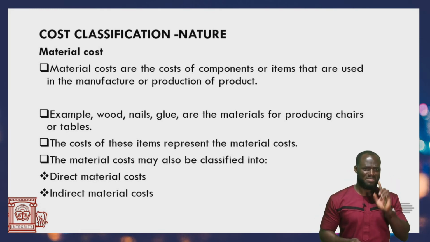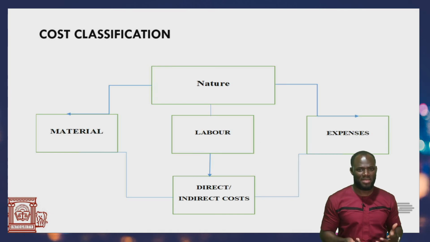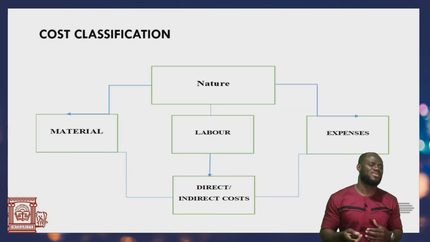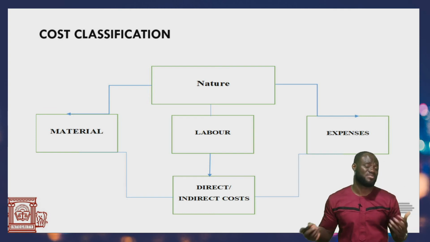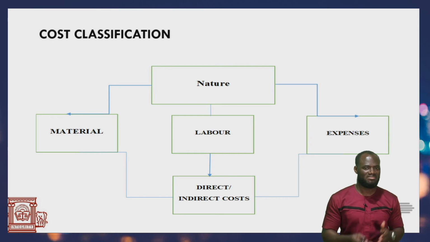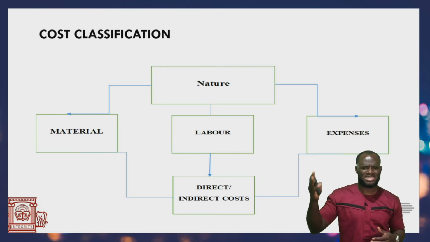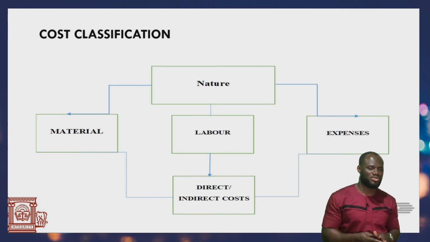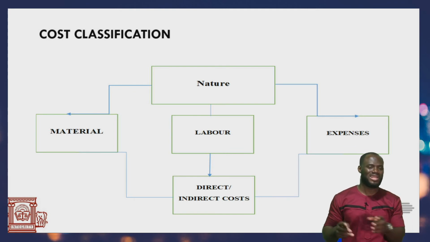So we are saying that we have the cost by nature made up of material, labor, and expense. By material, we have direct material and indirect material cost. Labor also has direct labor and indirect labor, and any cost which is not material and not labor will be referred to as an expense. So in production of the same table, we are going to incur other expenses, such as lights. But these expenses are neither labor costs nor material costs. So once they are non-labor and non-material, they fall under what?